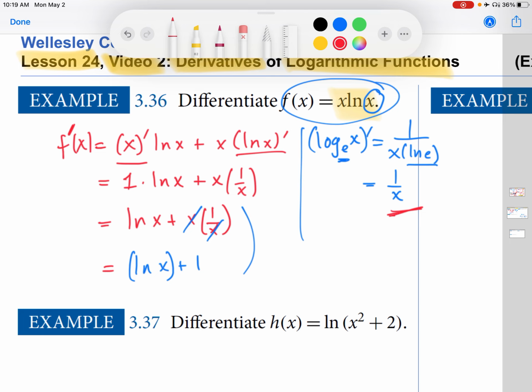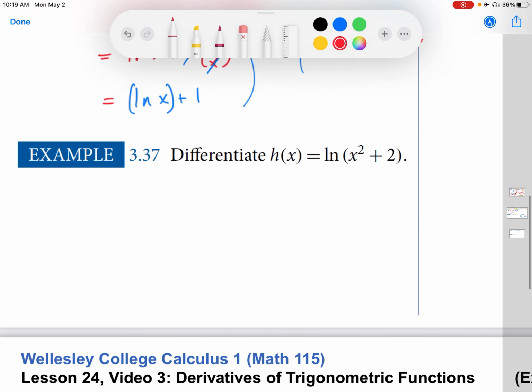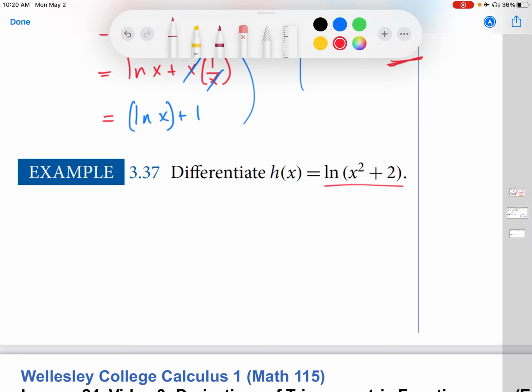Okay, so we did that example. Let's go down here and try differentiating ln of x squared plus 2. This is a composite function. So like we did in that previous video, 24.1, let's go ahead and derive really quickly the rule for differentiating composite functions.